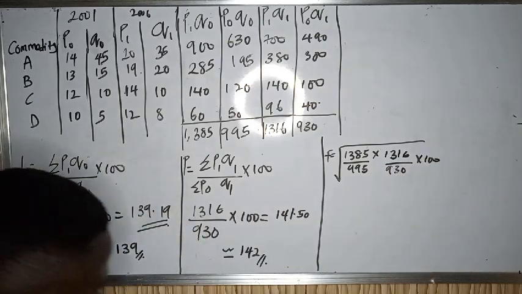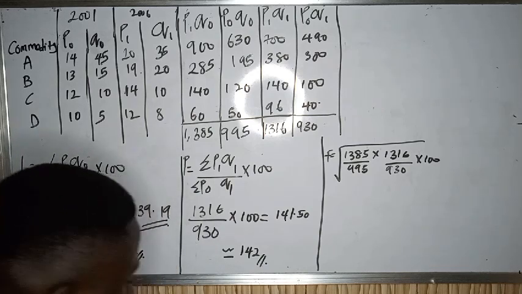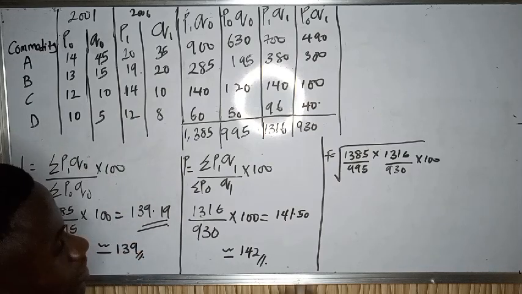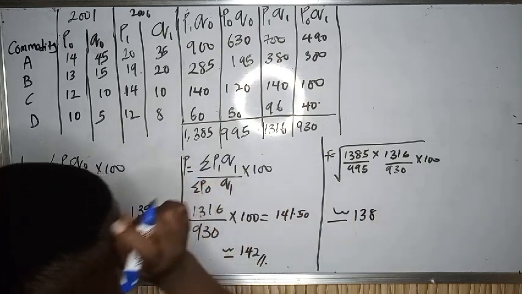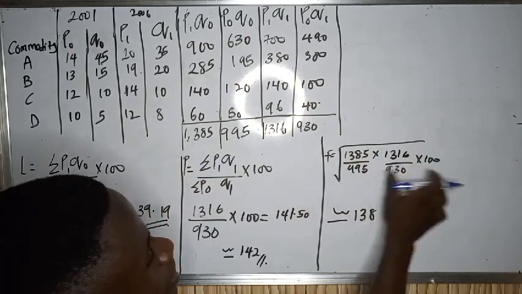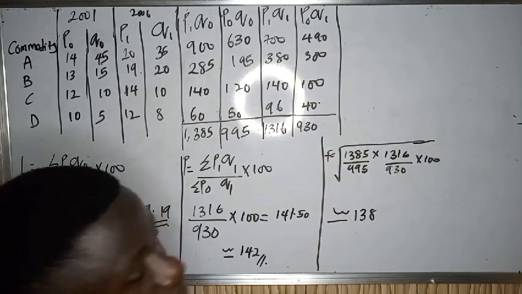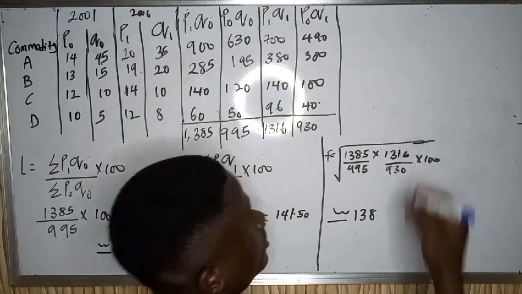So if you do that, with your final answer, you're going to be having 138 approximately here. So just divide this and multiply your answers by 100, then square root everything. You'll be having 138 as your approximated value. If you're not getting that, then definitely you are wrong.